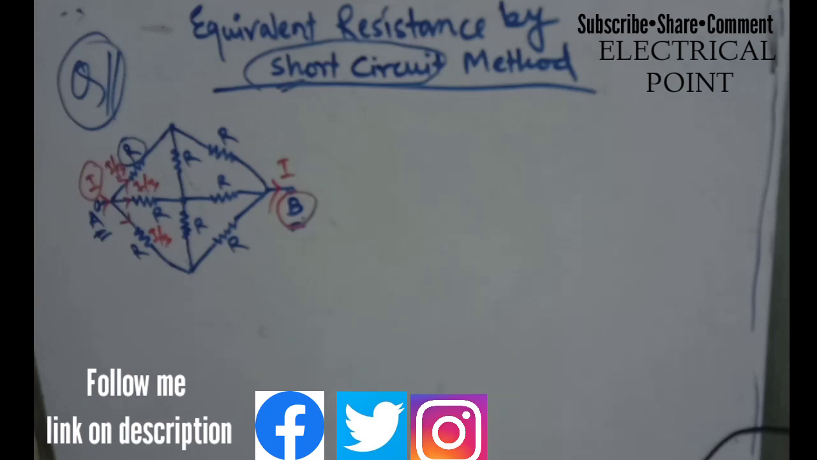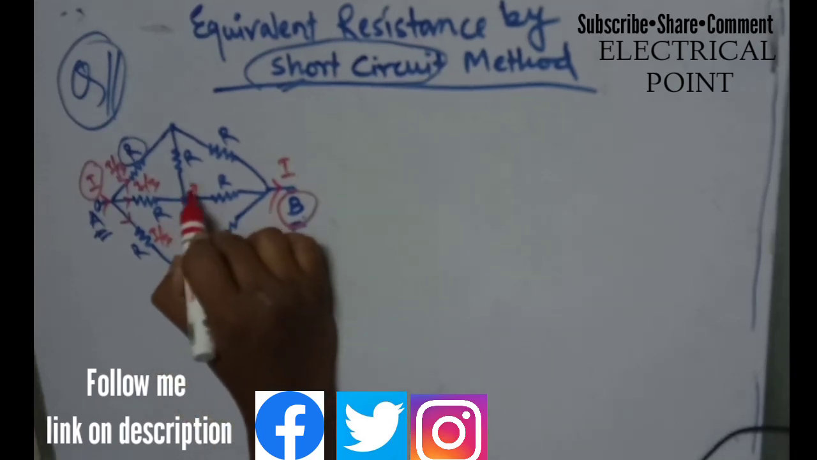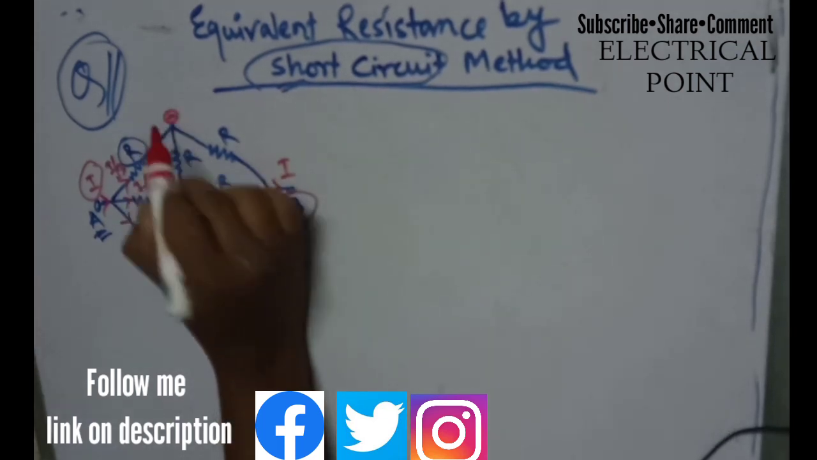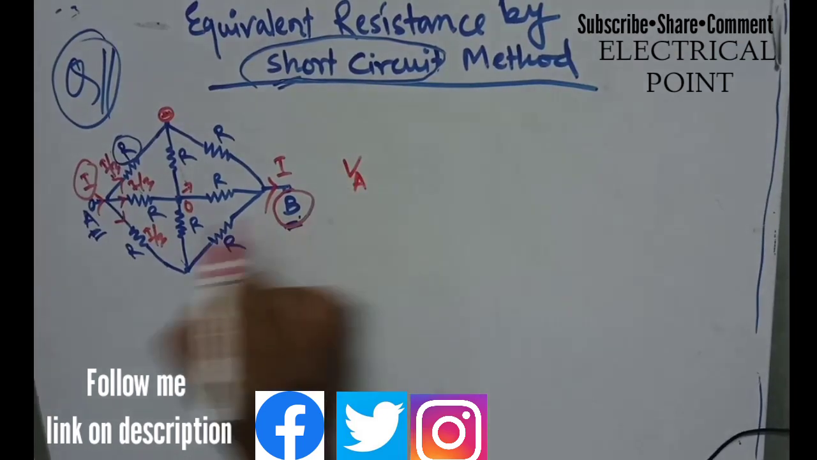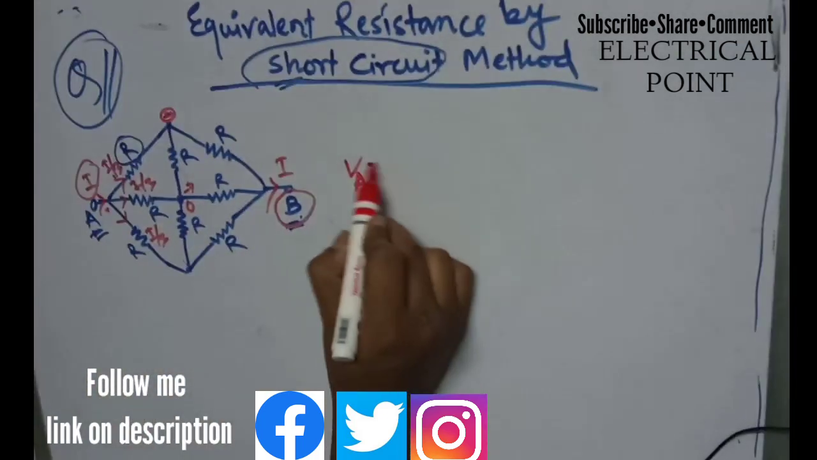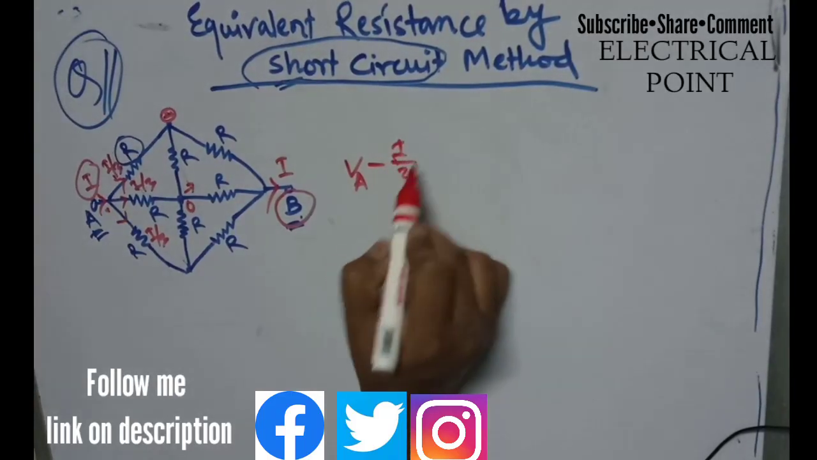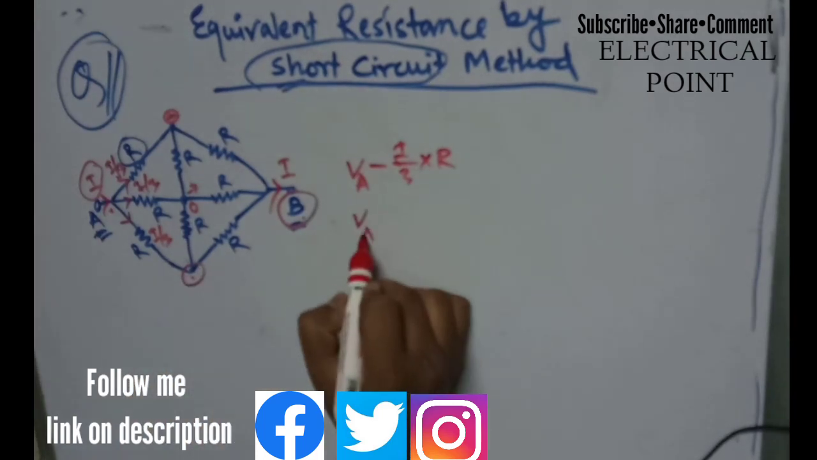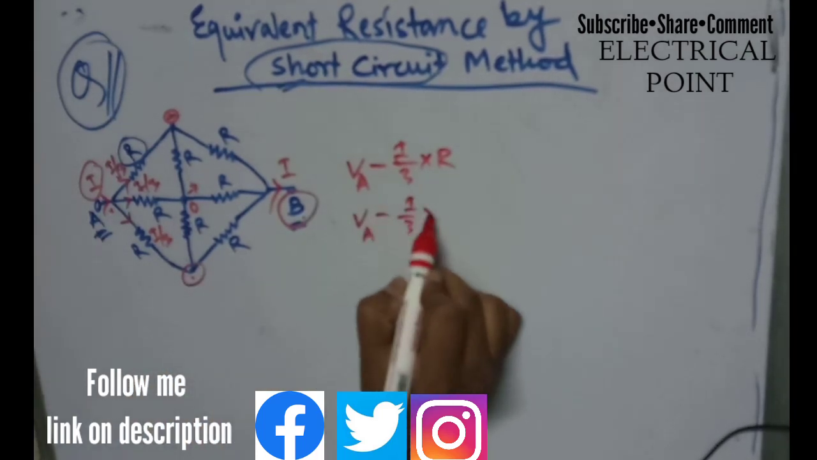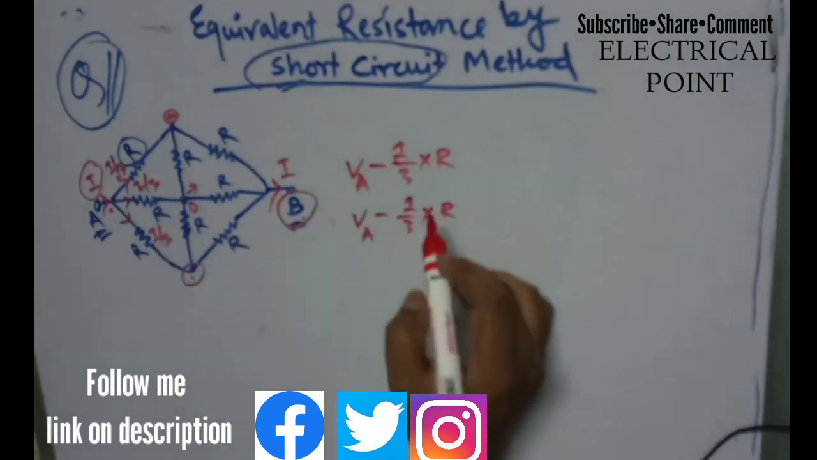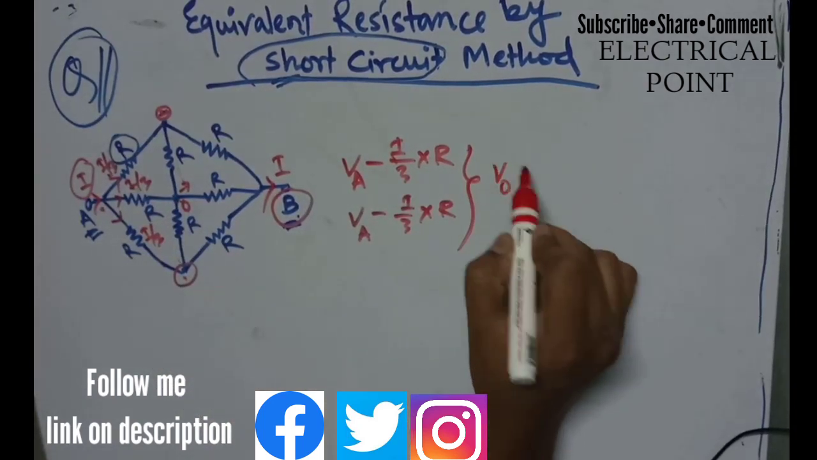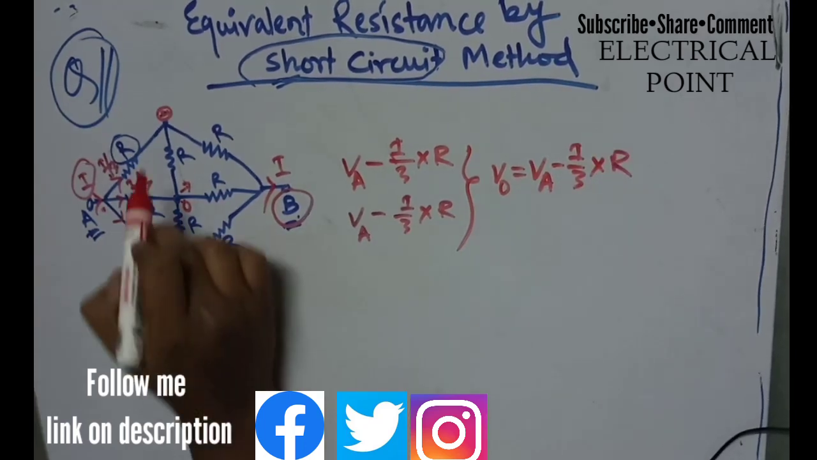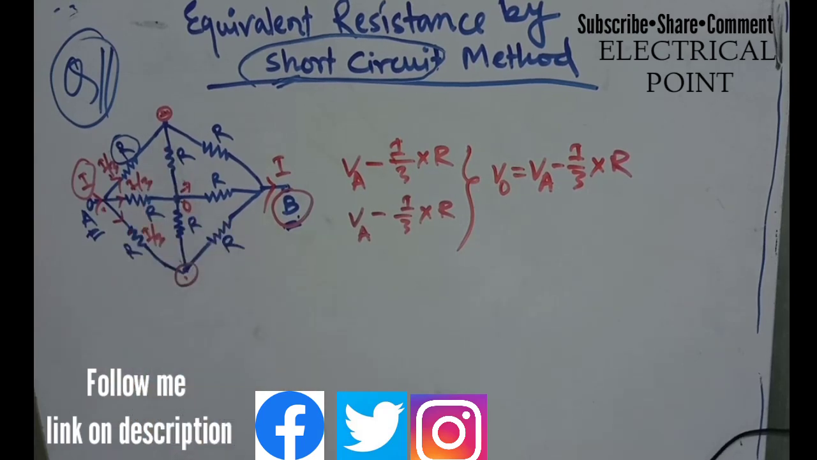Now let me name this point as the O point. If I calculate the potential at this point, suppose VA is the potential here, then it will be VA minus I by 3 into R. At this point also the potential will be the same, VA minus I by 3 into R, and at the O point also the potential will be the same, so VO will again be VA minus I by 3 into R. Now you can see in these 3 points the potentials are the same.